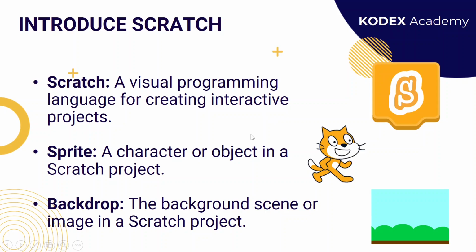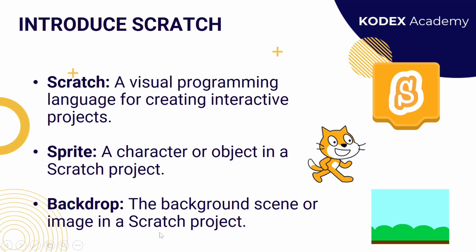Now, when we are going to create any animation or story or game, we need some characters or objects. In Scratch, these characters and objects are known by a specific name which is called sprite. Sprite is nothing but a character or object which we choose in Scratch to create your Scratch project. Now the next thing is called backdrop. Backdrop is nothing but the background or screen which we choose as a background of your story or your animation or any game. We'll see how we can choose a sprite and how we can choose any backdrop in Scratch.